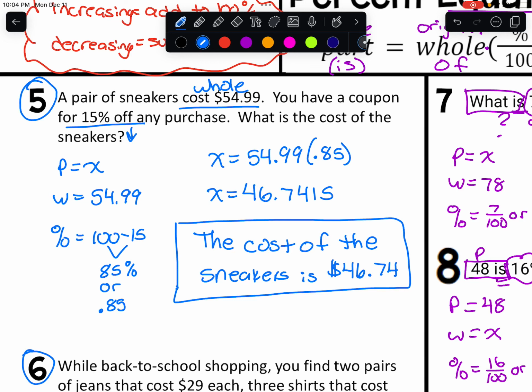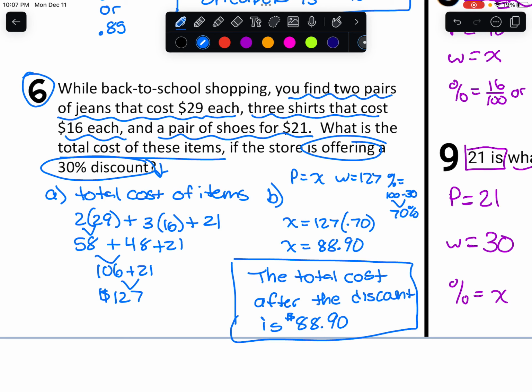I did the working smarter, not harder method here, so I took 100% and I subtracted 15% because it was a percent off, which meant it was a discount. Now, you could have used the 15% and then subtracted because it's a discount, but either way, you should have ended up at the same answer. All right, pause the video, try the next one. Here is this problem. Again, it is a discount, therefore it is decreasing. Again, I did the working smarter, not harder way, so I took 100 and subtracted 30% to give me 70%, which is what I used. If you use 30% and then subtracted, you still should have gotten the same answer.